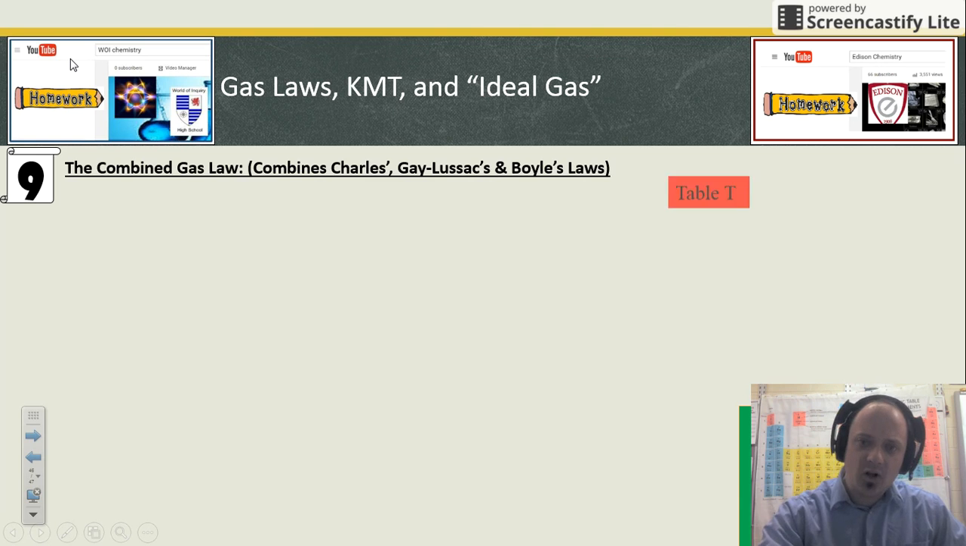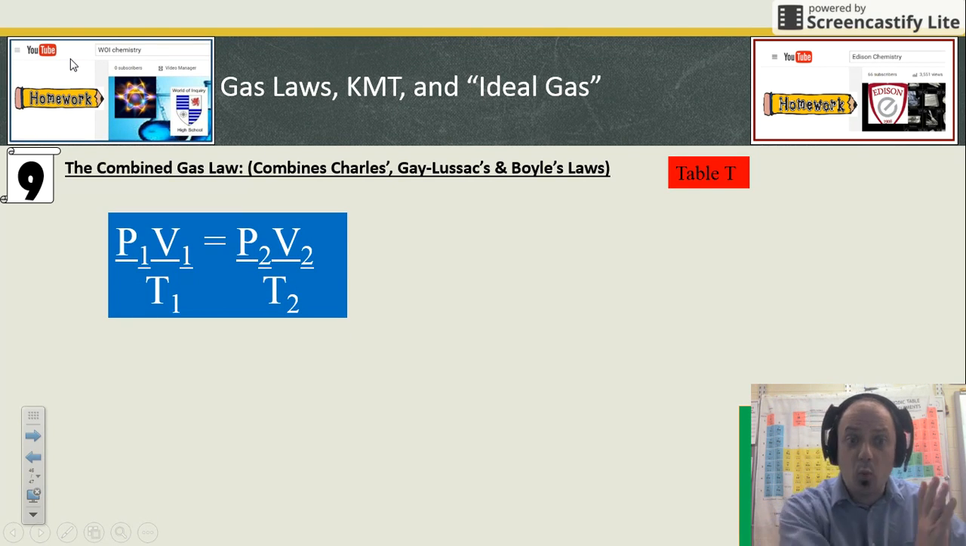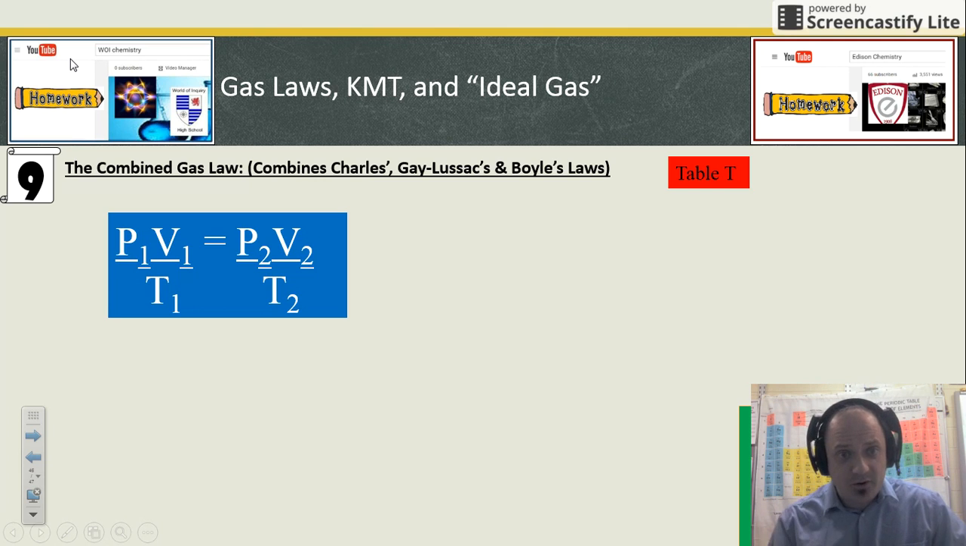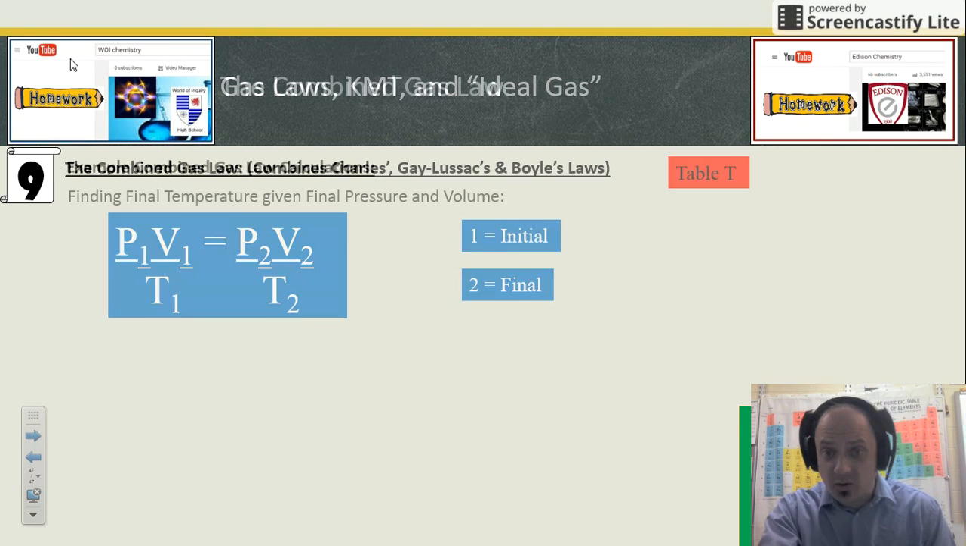The combined gas law is written on table T, and it looks like that. But it means ones are before, twos are after. So the pressure times the volume divided by the temperature is equal to the pressure times the volume divided by the temperature 2. So before equals after, okay? And 1 is the initial, 2 is the final.